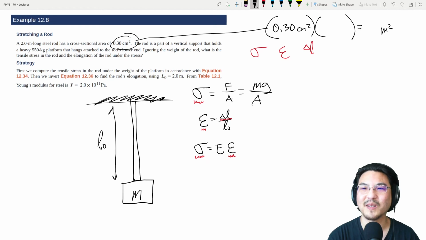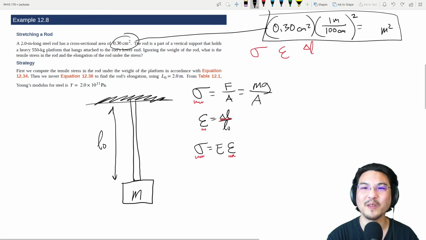Meters squared. So how do you get from centimeter squared to meter squared? 100 centimeters is 1 meter. If you multiply these, that's not right. You have to square it. Then you have centimeter squared divided by centimeter squared, leaving you with meter squared. So just be careful when you do this kind of unit conversion.